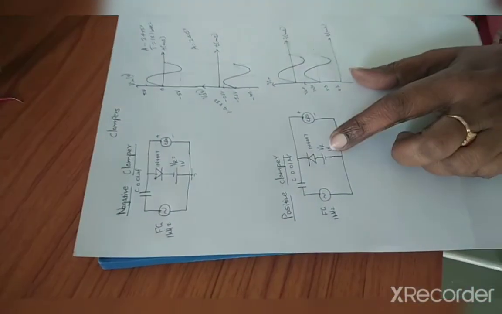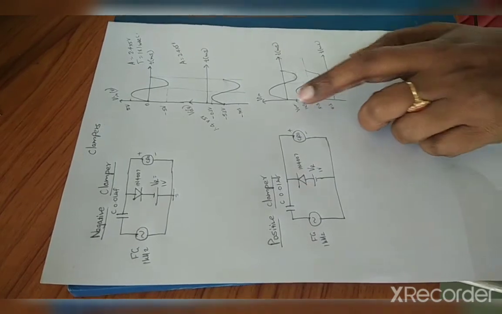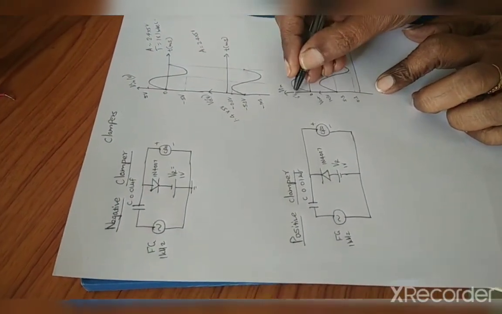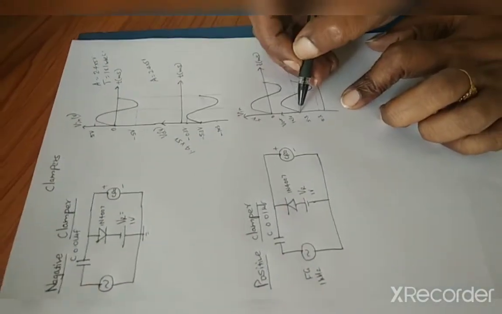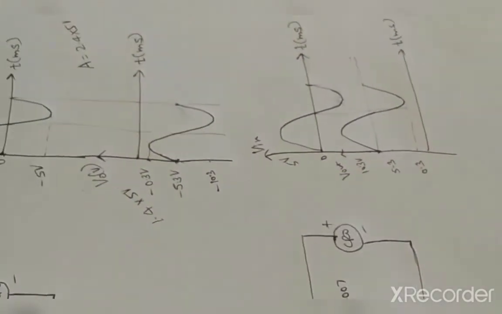We are going to go for the positive clamper. Positive clamper means we are going to clamp the DC level to a new positive level. So this is going to be 0 volts. Here you are going to have this 5 volts. Now this 0 volts is going to be clamped to 5.3 volts.